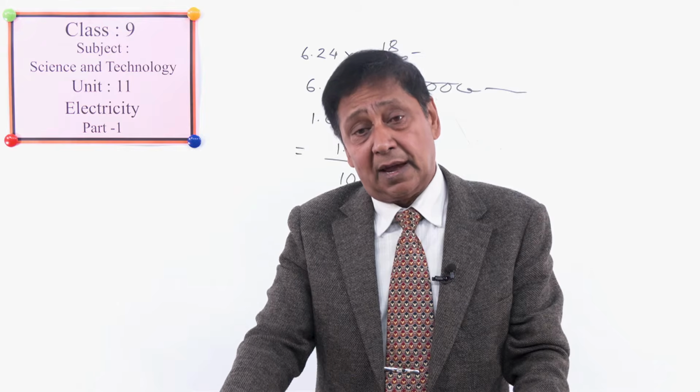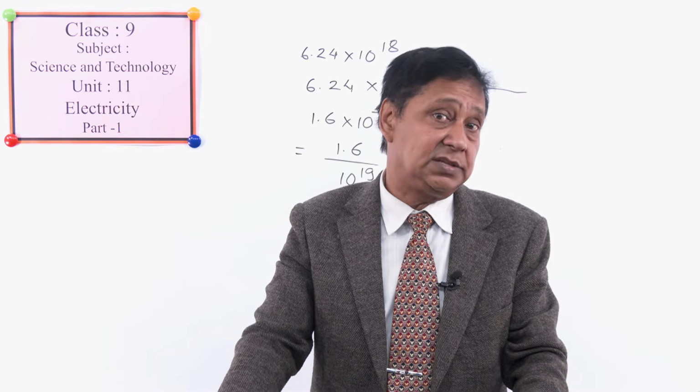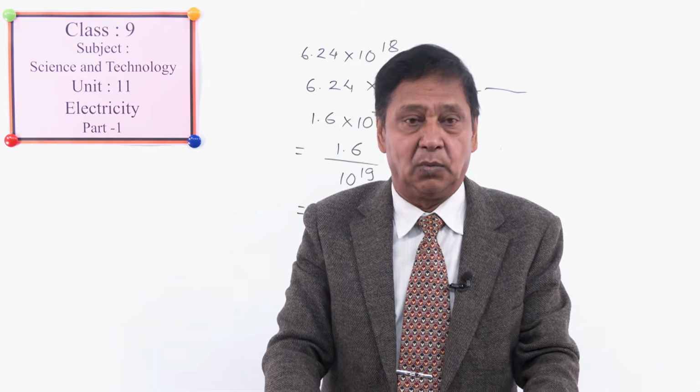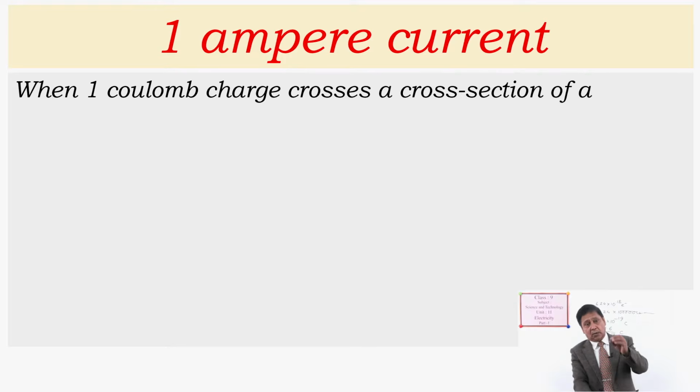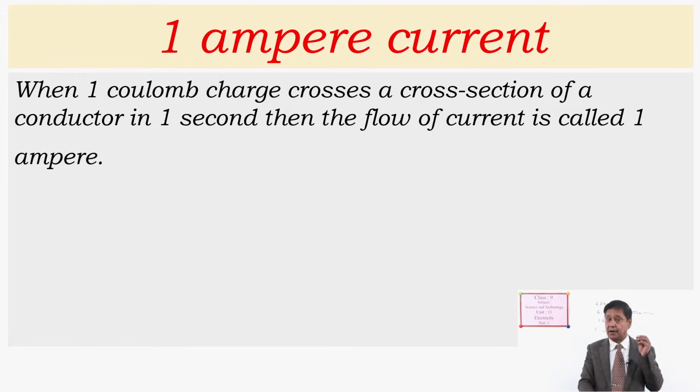Now here it is written its SI unit is ampere. Current is measured in ampere. Then what is 1 ampere current? We have to define 1 ampere current. When 1 Coulomb charge crosses a cross section of a conductor in 1 second, then the flow of current is called 1 ampere.